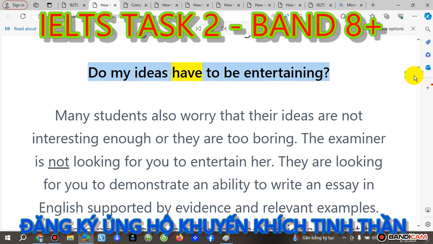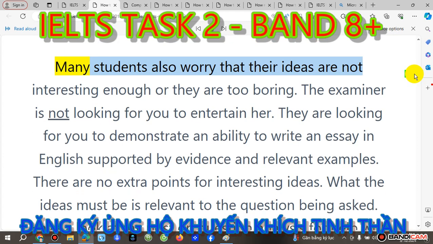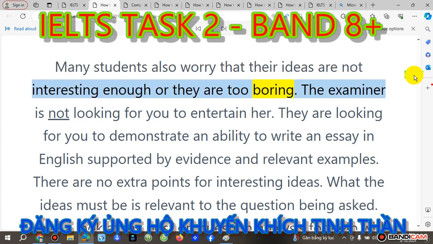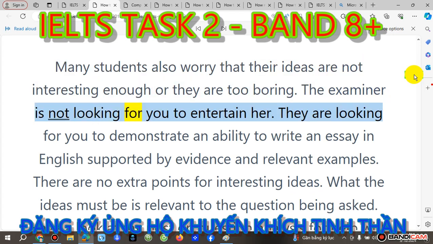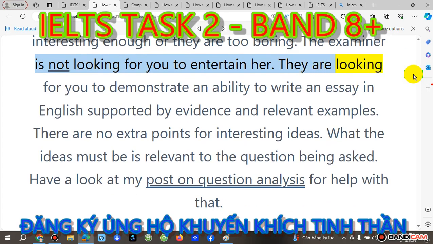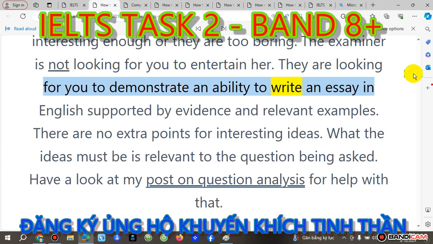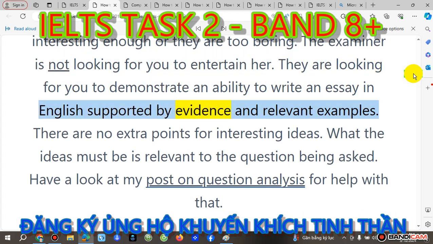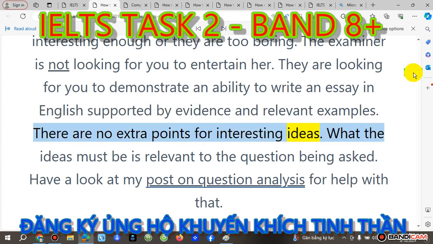Do my ideas have to be entertaining? Many students also worry that their ideas are not interesting enough or they are too boring. The examiner is not looking for you to entertain her. They are looking for you to demonstrate an ability to write an essay in English supported by evidence and relevant examples. There are no extra points for interesting ideas.